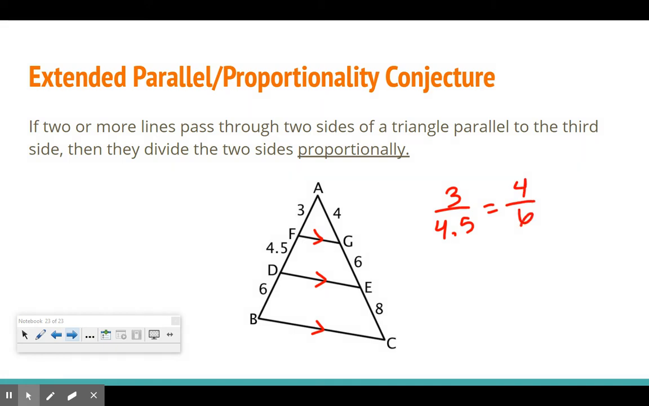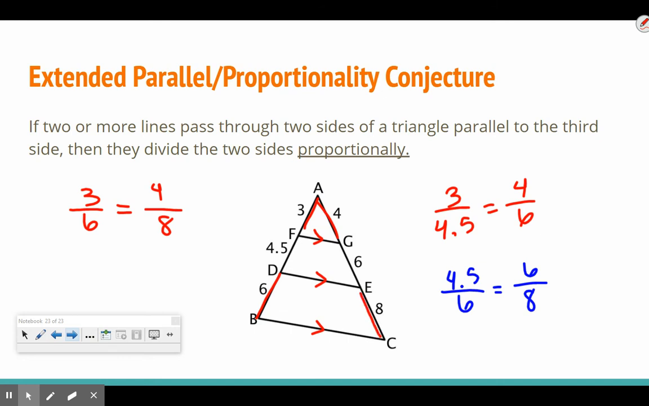Okay, same thing would go to 4.5 over 6. 4.5 over 6 would be proportional to 6 over 8. Okay, we could also do 3 over 6. 3 over 6 would be proportional to 4 over 8. Okay, so they're proportional to its opposite side. It's to the other side.